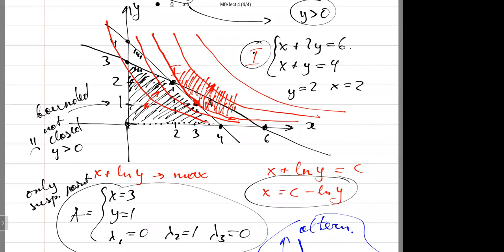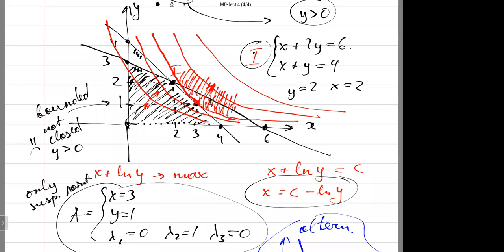Why we can't use the Weierstrass theorem? Like I understand that it's bounded, but what's the problem with y? It's not closed. What is a closed set? A closed set contains its boundary.